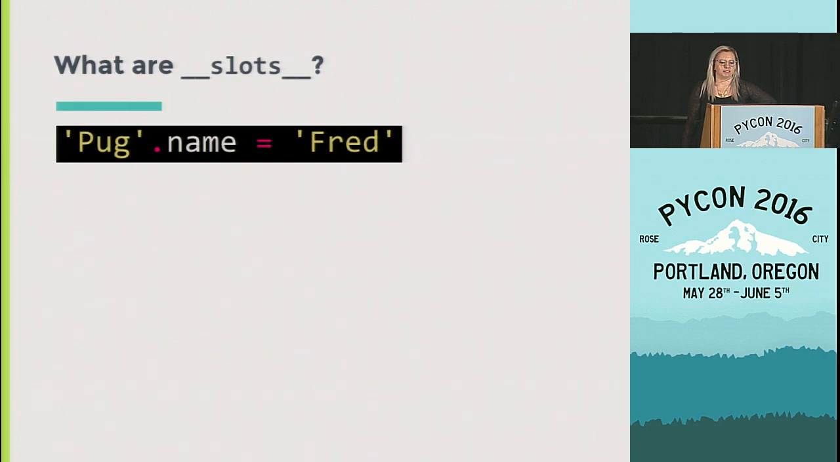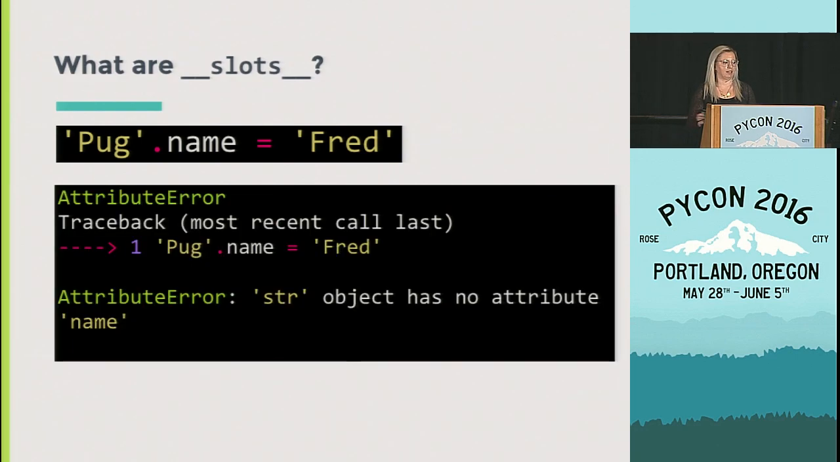So, slots prevent us from setting names on instances willy-nilly. And some of us have probably, well, I'm going to say all of us have definitely seen this exception before. What happens if we try to set a name on the string pug? What exception are we going to get? It's going to be an attribute error. Python is going to complain at us and say, well, this string object doesn't have an attribute name. Makes sense, right?